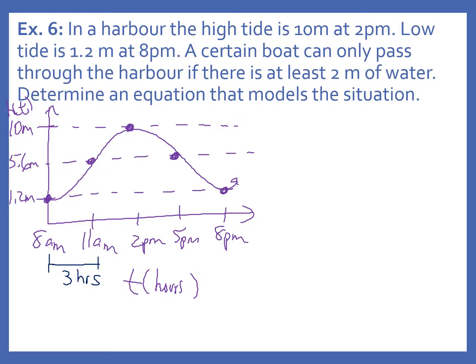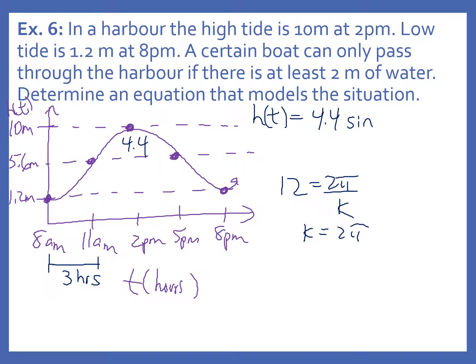So this time let's pick a sine graph. My amplitude, my area under the curve, 4.4. So we have 4.4 sine. I need to come up with my k value. My period is 12 hours, equals 2 pi over k. K equals 2 pi over 12. K equals pi over 6.